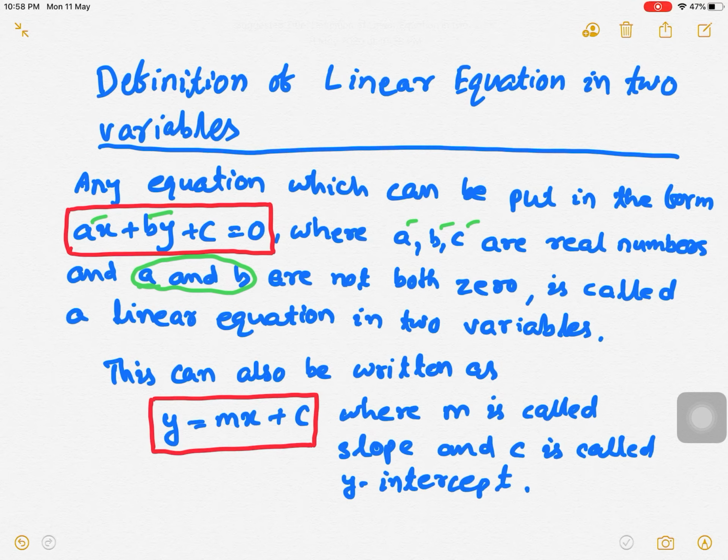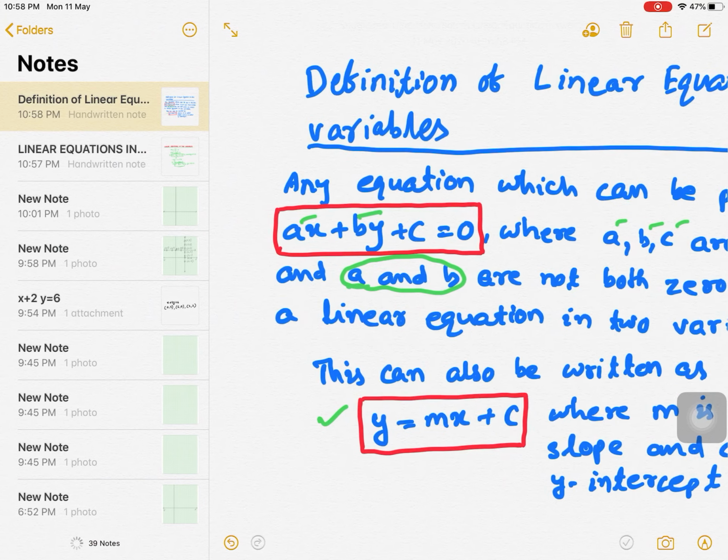Now if I proceed further and write it in the form y equal to mx plus c, then I have here m, which is called the slope, and c is called the y intercept. So this is the definition of a linear equation in two variables.